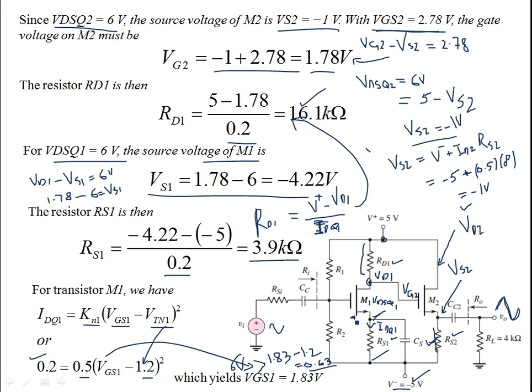So both MOSFETs are operating in the saturation region. This is saturation, and this is also saturation. Indeed, we are trying to bias these transistors in the active or saturation region. For that we need those resistances. So now we have this VGS1.